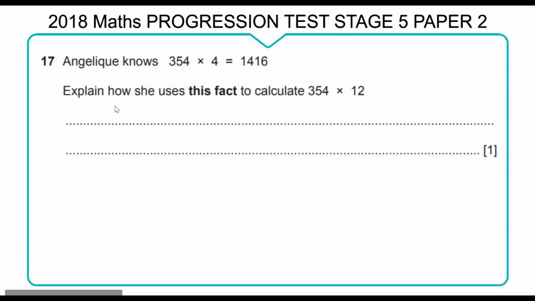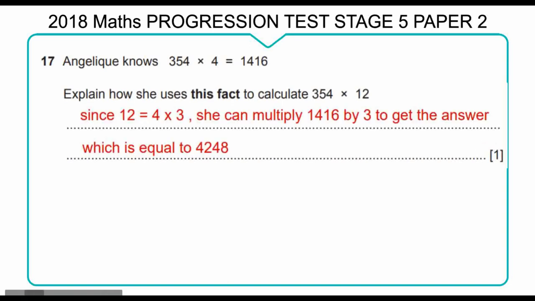Angelic knows 354 times 4 is 1416. Explain how she uses this fact to calculate 354 times 12. So let's reveal the answer. Since 12 is equal to 4 times 3, she can multiply 1416 by 3 to get 354 times 12, which equals 4248.